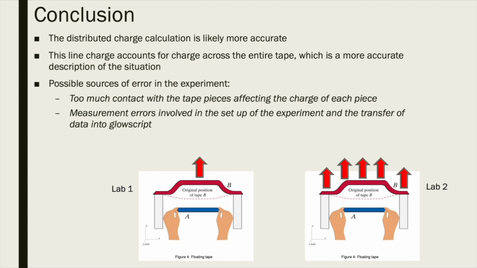The conclusion: the distributed charge calculation is likely more accurate, and this line charge accounts for charge across the entire piece of tape, which is a more accurate description of the situation. Possible sources of error in this experiment: the main one is too much contact with the tape pieces from my hand affecting the charge of each piece, and measurement errors involved in the setup of the experiment and the transfer of that data into GlowScript. As you see in the depiction here, though, Lab 2 shows this concept that the entire tape is charged as opposed to one single point charge in the center of the piece of tape.